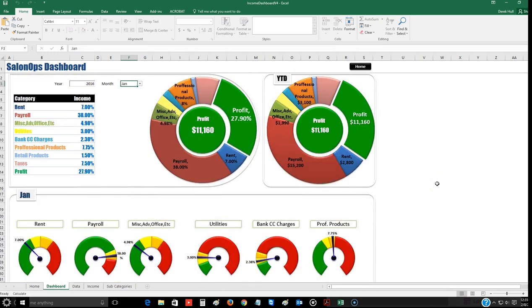Pretty self-explanatory, gives you a good visual as to where you are. Obviously, this is going to be the key. Right here in the green, the payroll. The red is where you're going to keep an eye on. Those are your two major expenditures, payroll and professional products. Those are two things I always keep a big eye on. And of course, I jump back up and I look at profit. Okay, so now let me go to some of the other pages. We'll go back to the home screen.